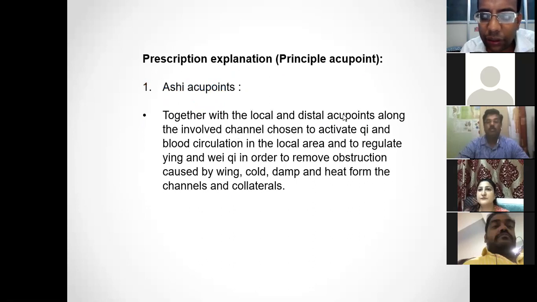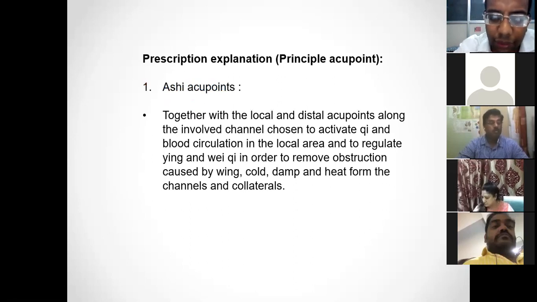Together with local and distal acupoints along the involved channel, choose to activate Qi. There is energy and blood circulation in the local area to regulate the Yin and Yang, in order to remove the obstruction. So increase the defensive energy in order to remove the obstruction caused by wind, cold, damp and heat from the channel and collaterals.